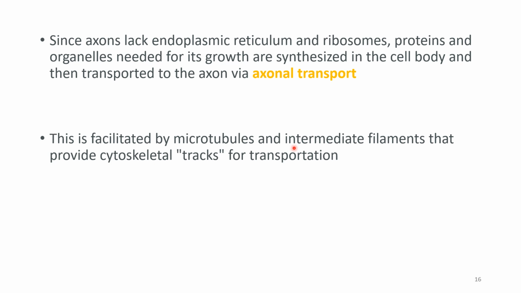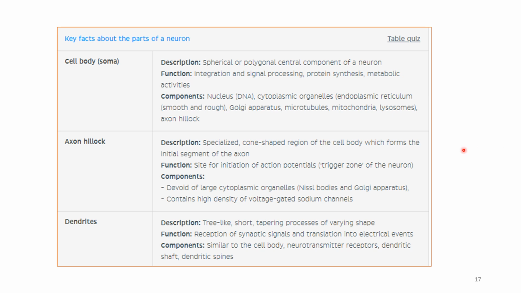So on the tracks, with the help of some components, proteins and other required products are transported from the cell body to the axon. Now coming to the overview, key facts about the parts of the neuron.